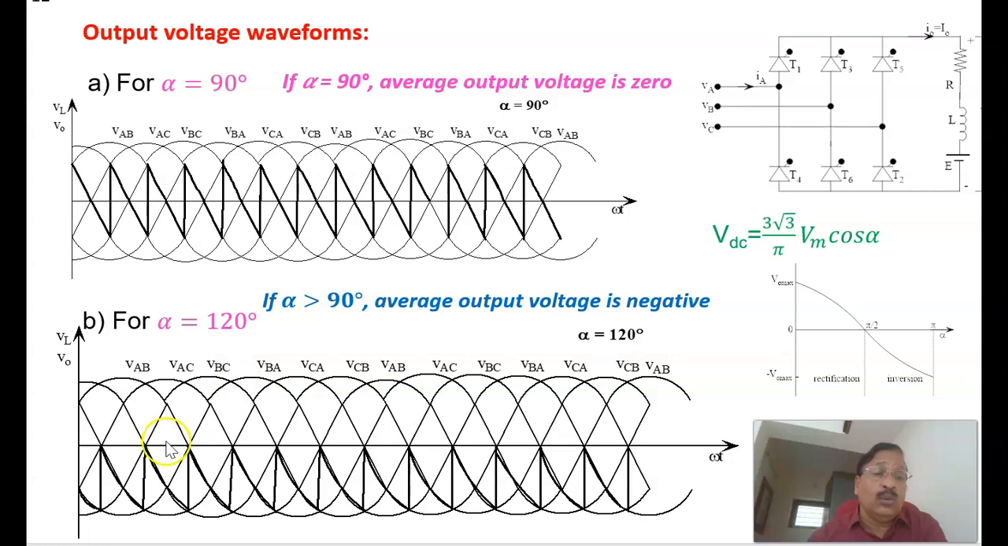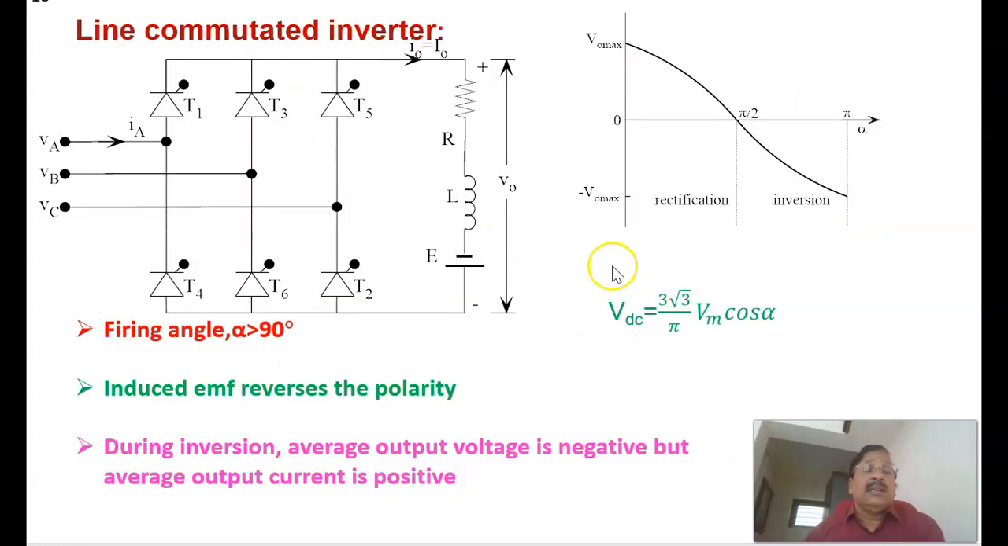Therefore, if alpha equal to 120 degree, this is the output waveform. And if you take the average voltage of this one, that will become negative. Therefore, alpha equal to 90 degree, output voltage equal to 0. When alpha equal to 120 degree, you will be getting a negative output voltage. Therefore, three-phase control bridge will be working as a line commuted inverter.